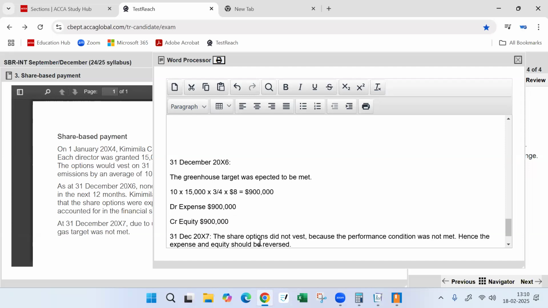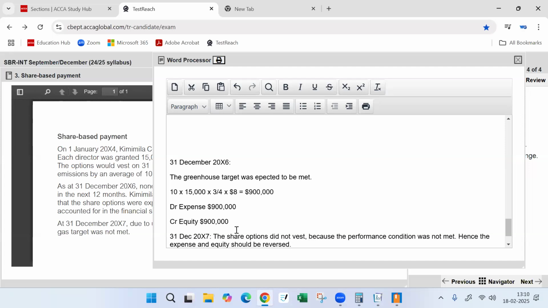Understood? And this performance condition is a non-market performance condition, isn't it? Market-based performance condition means based on the market value of the shares, or profits, etc. But this is based upon the non-market performance, because you are to reduce the greenhouse emissions, then you will get the share options. It's a non-market based, correct? Is it clear? So what does the standard say?